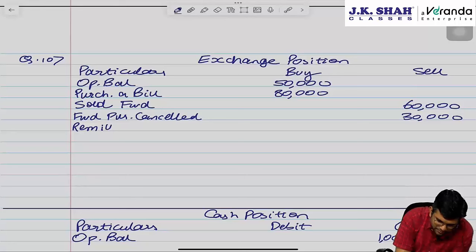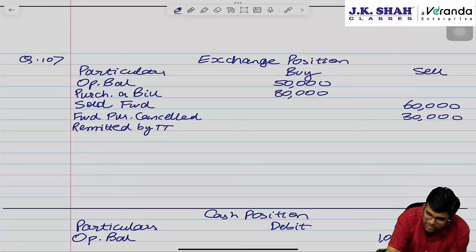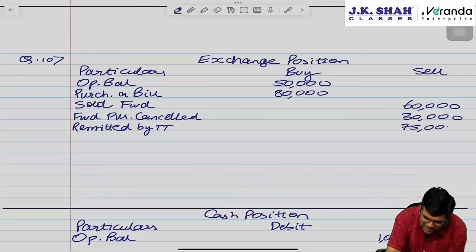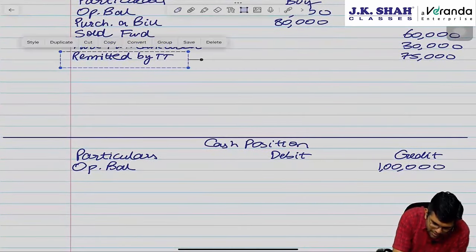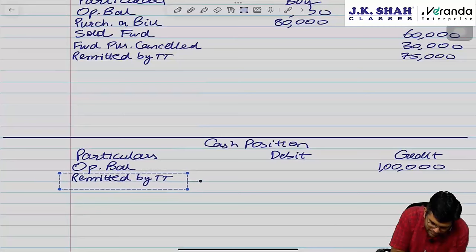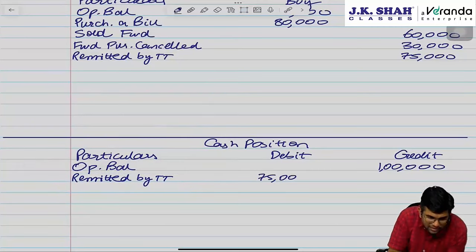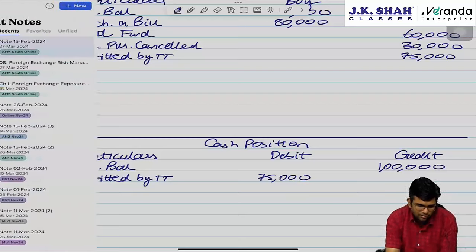remitted by TT. How much amount? 75,000 will go in sell, and here also I will write remitted by TT, and that 75,000 I'll put in debit. Everyone clear? It will get debited from my bank account.